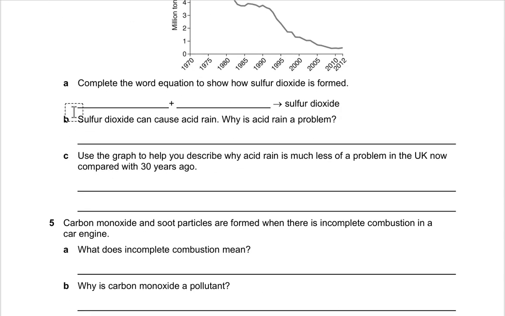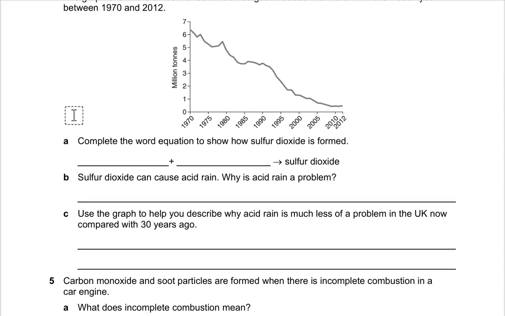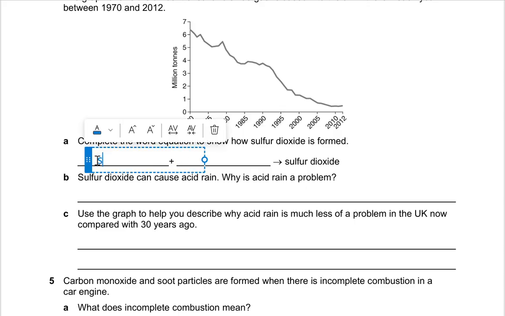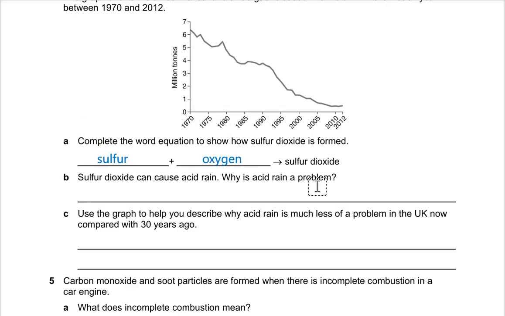Okay, question A. Complete the word equation to show how sulfur dioxide is formed. Can you write how sulfur dioxide is formed? Sulfur plus oxygen. Yes, sulfur plus oxygen forms sulfur dioxide.